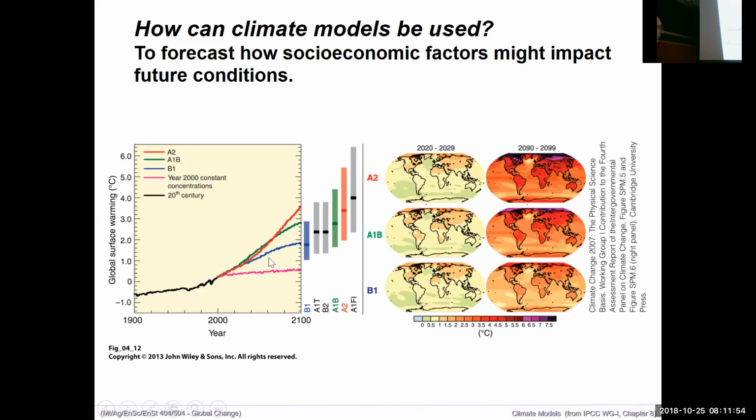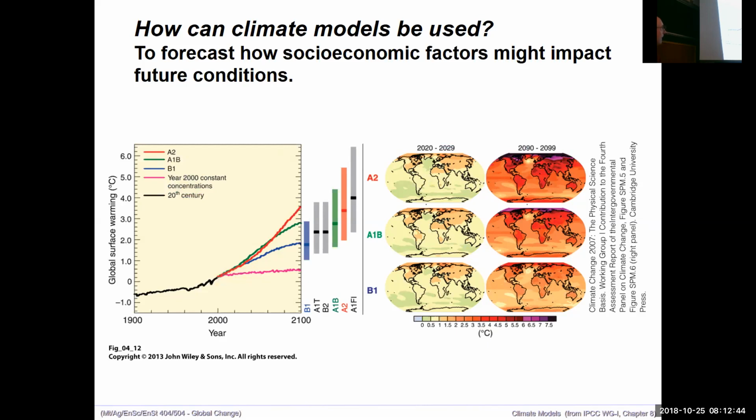And then these different colored lines represent different scenarios of how global society will respond to climate change. A2, in red, is known as business as usual. If we don't change anything and we continue pumping out our carbon pollution and changing land use, then we'll follow this red line trajectory, which at the end is the highest amount of warming, about 3.5 degrees by the year 2100. That's known as the business as usual scenario. You will see this term often.